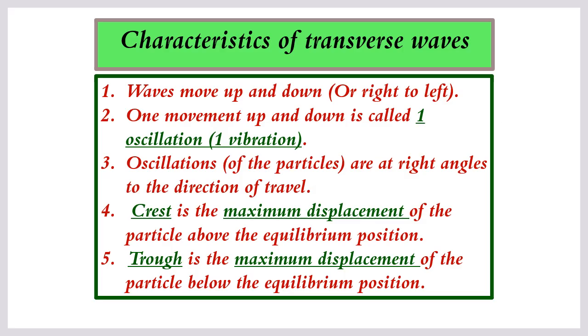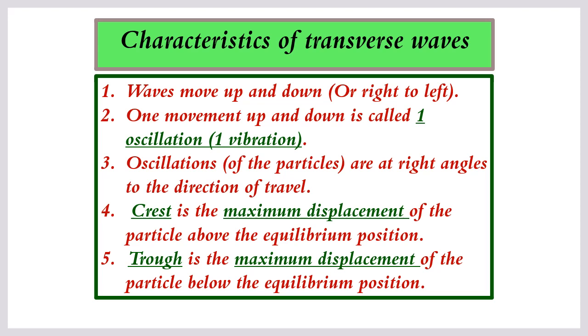We can see some of the characteristics of a transverse wave on the screen now. We know that the waves will move up or down, or perhaps right to left, and one up and down movement, or right to left movement, is called one oscillation. The oscillations of the particles are at right angles to the direction of travel.